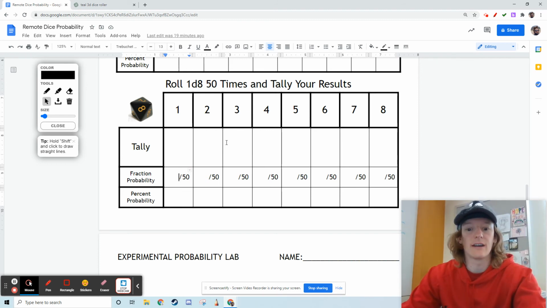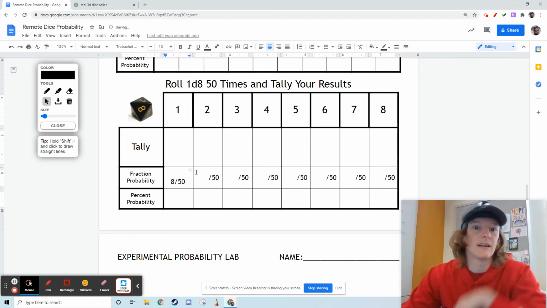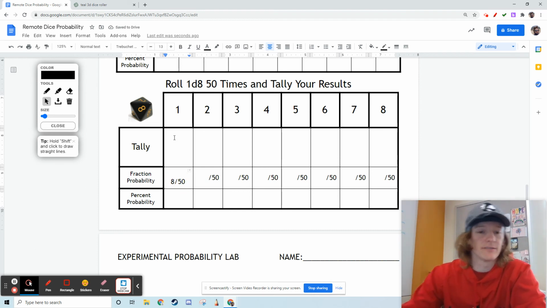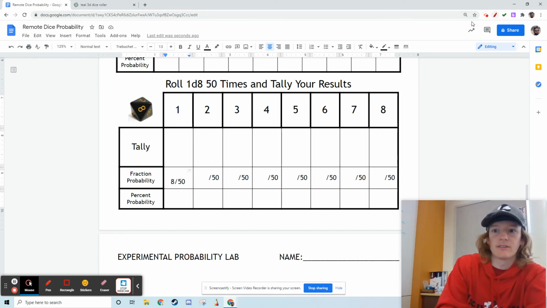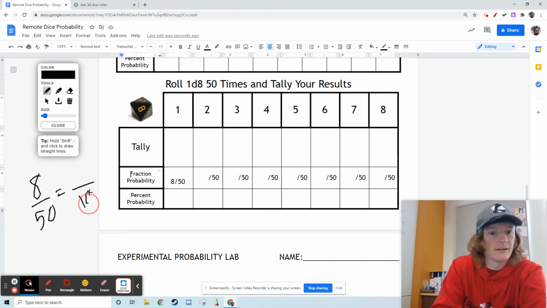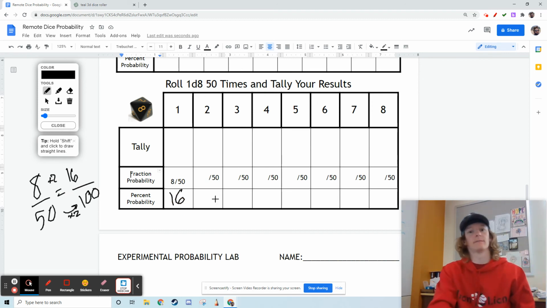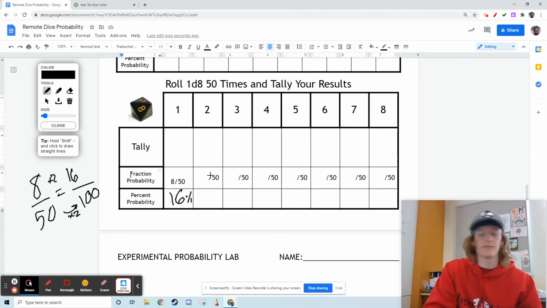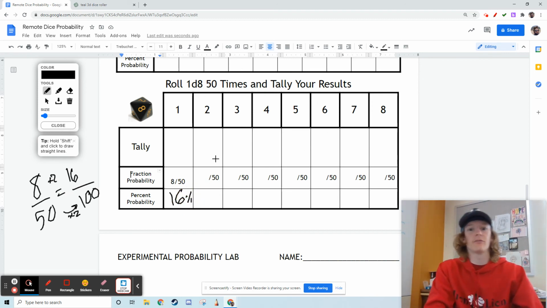So let's say we have 8 ones. If we have a total of 8 ones, that's 8 out of 50. What would that be as a percent? Well, 8 out of 50 is how many out of 100? It's times 2, so that'd be 16%. That's if you roll that 8 times. You have to do your own results here.